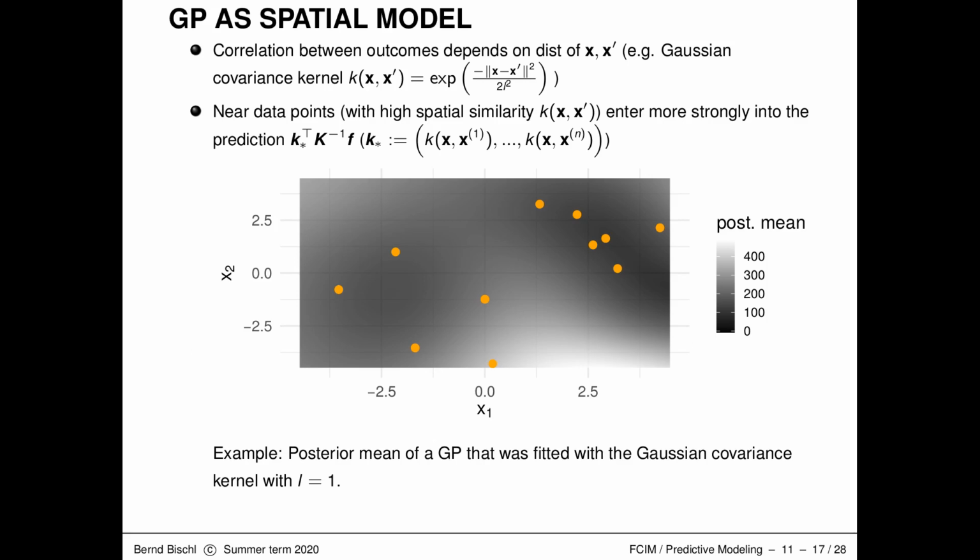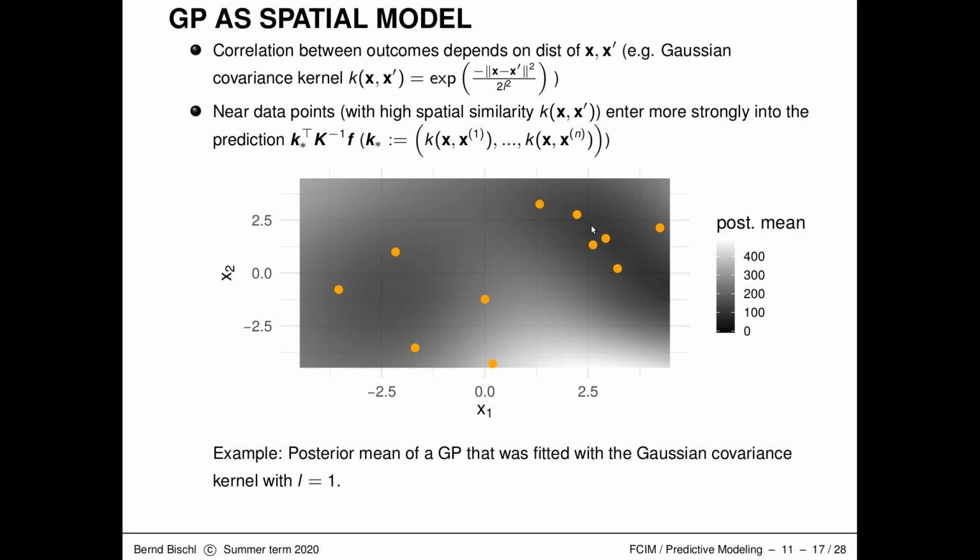We can also discuss a little bit more the Gaussian process as a spatial model. So we've done this before, so I guess I'll do this reasonably short. We know that the correlation between outcomes depends on the distance between two points x and x dash, and that this correlation is modeled through covariance functions, for example, our squared exponential kernel. Near data points with high spatial similarity, and therefore very small spatial distance, enter more strongly into this prediction function.